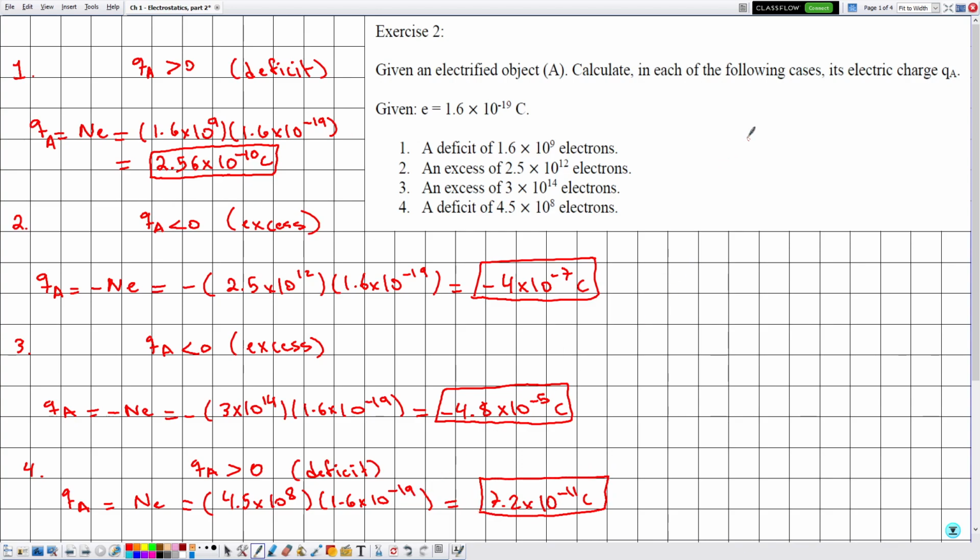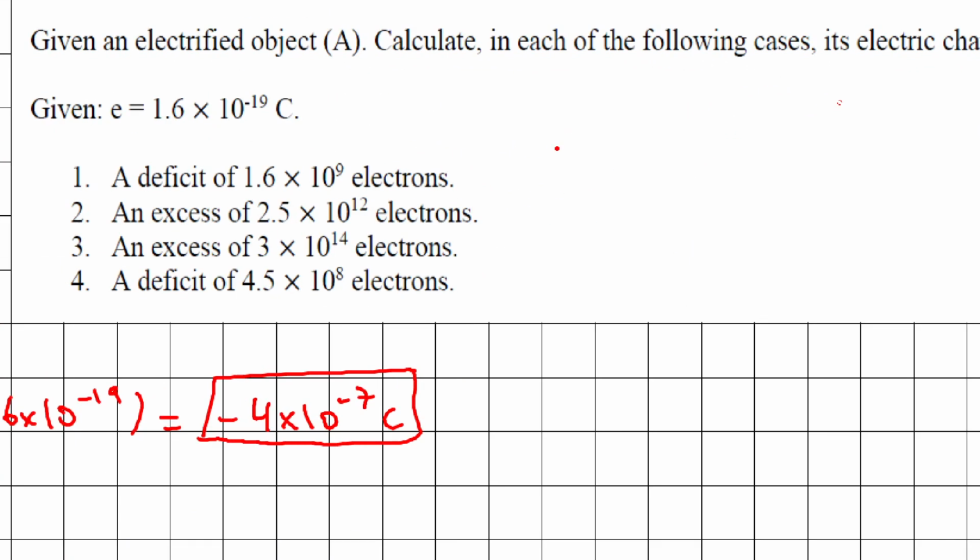And here, as a recap for the exercise, whenever we are calculating a charge which is a deficit, it's going to be given by Q equals N E. If the charge is an excess, then Q is given by minus N multiplied by E.